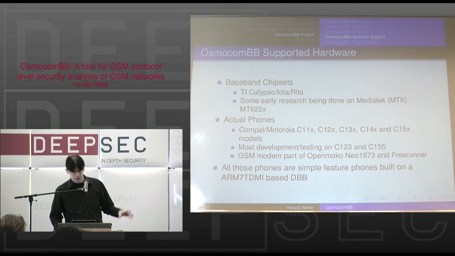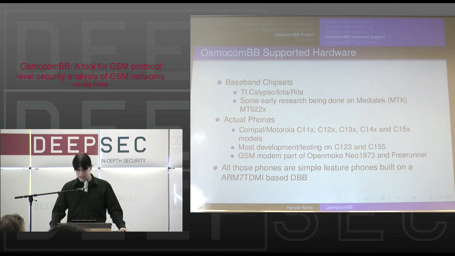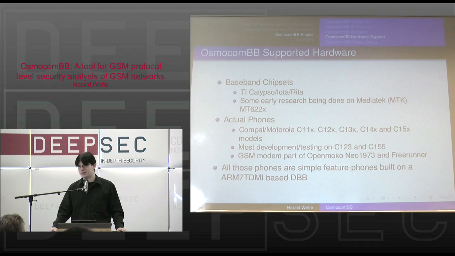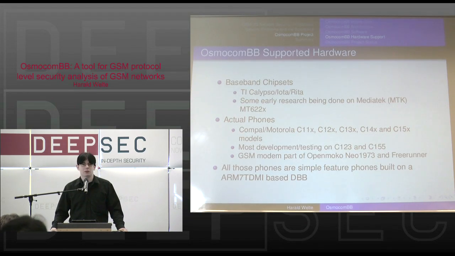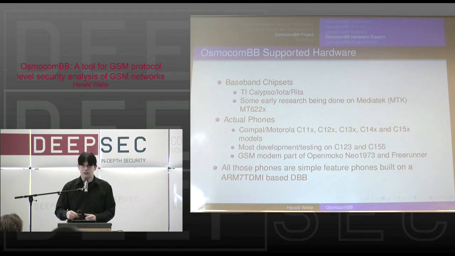The hardware we support is mostly this TI Calypso Iota Rita chipset, and there's a number of Motorola phones that were manufactured by Compal Communications in Taiwan, which is the C110 to 119 and the C120 to 129 and so on. So basically anything that starts with C11, 12, 13, 14, and 15 will be supported by our hardware. Most of the development happens on the C123 and the C155.